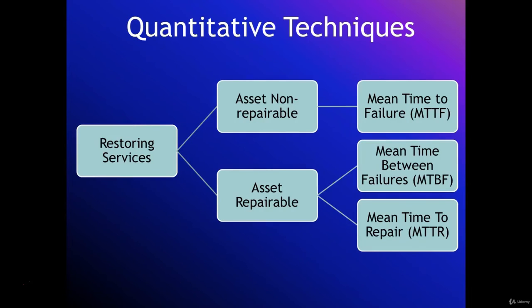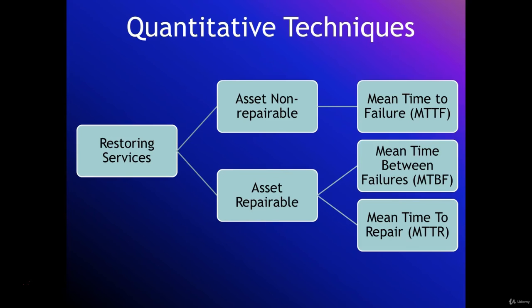Once we've performed quantitative risk analysis, we can more accurately assess our ability to restore IT services and components quickly in the event of a failure. To do this, we need to consider two things. Specifically, we want to know if the asset is non-repairable or if it's repairable. If it is a non-repairable asset, we consider the metric of mean time to failure, or MTTF. The mean time to failure is the amount of time we expect will pass before an asset fails.